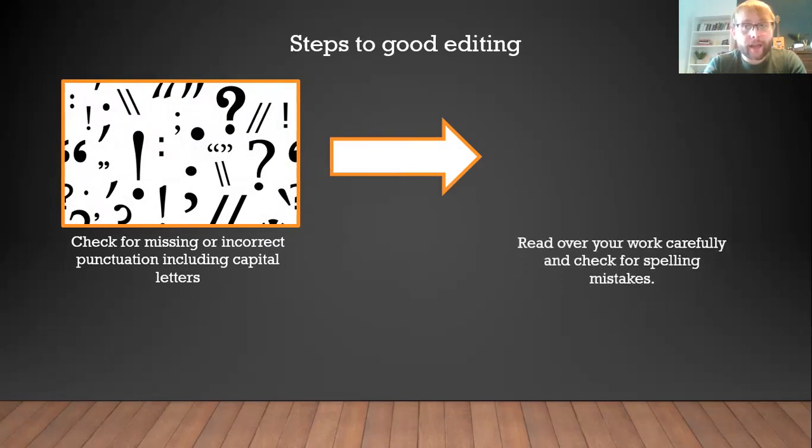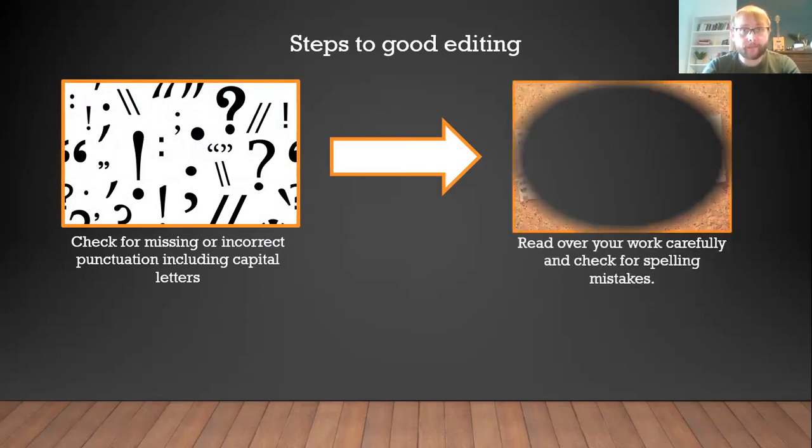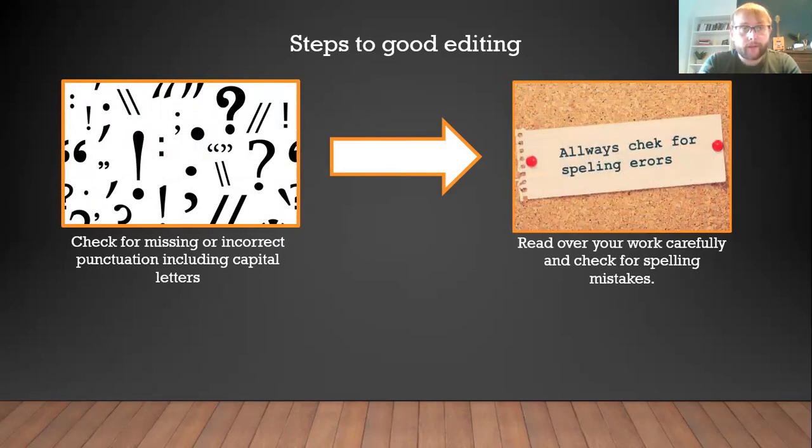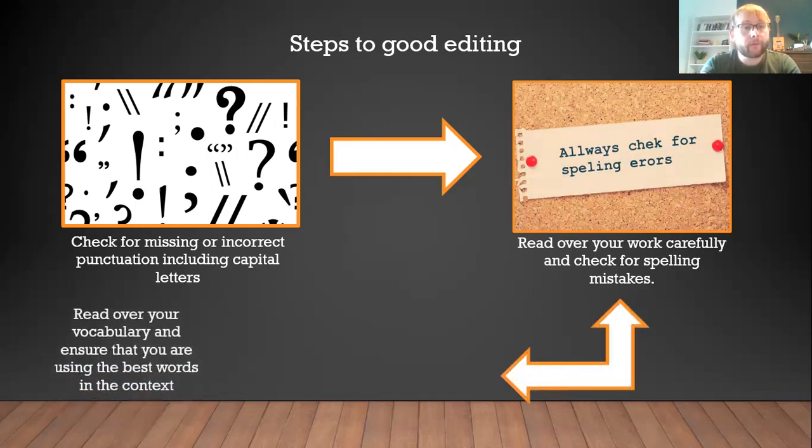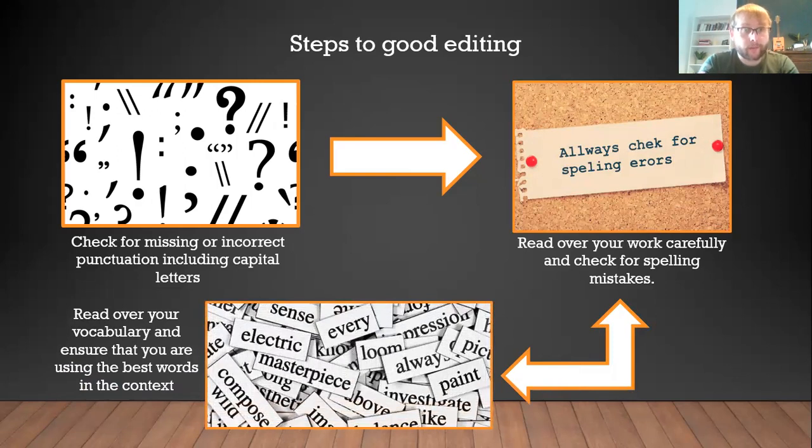After that, next step. Read over your work carefully and check for those spelling mistakes. That's the second step. And yes, there are some in that picture. After that, final step. Read over your vocabulary and ensure that you are using the best words in the context. This is just for the checking at the moment. So check that you're happy with each of those words. Can you improve the words? Then you look to improve it overall. That's when you look at, right, have I used the skills? Can I put them in? What can I add? How can I improve? What can I tweak? That is the steps to good editing.